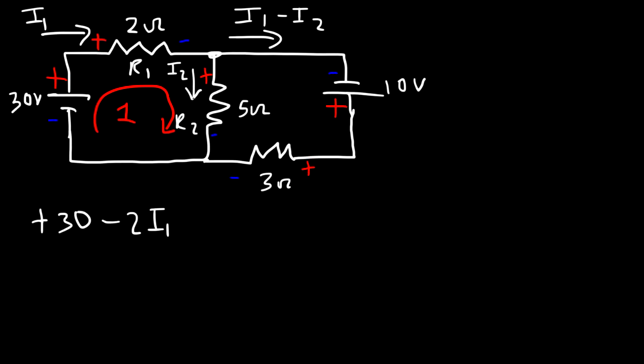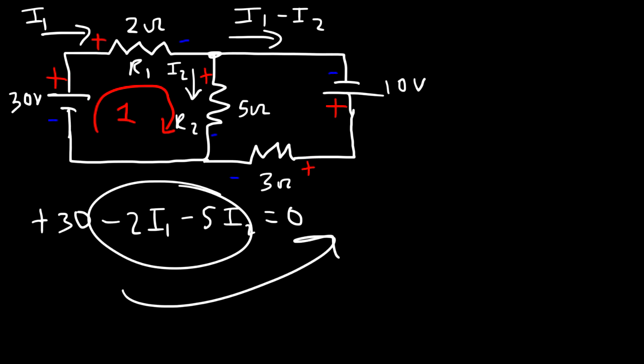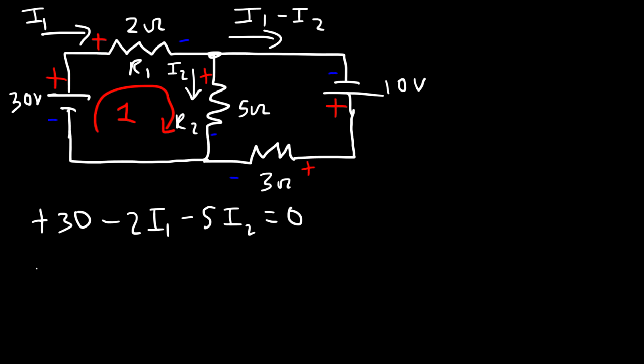And now following the loop, we're going to go in this direction. That's in the direction of the current towards the low potential. So that's another voltage drop of I2 times the resistance of 5. So that's going to be negative 5I2. And so that's equal to 0. Now I'm going to take these two terms and move it to the other side. So now I have this equation. 30 is equal to 2I1 plus 5I2. Now let's save this equation for later.